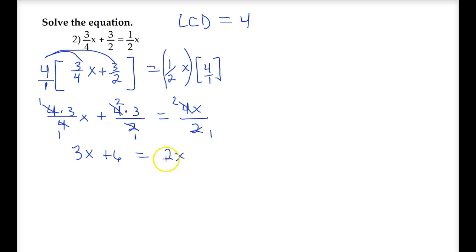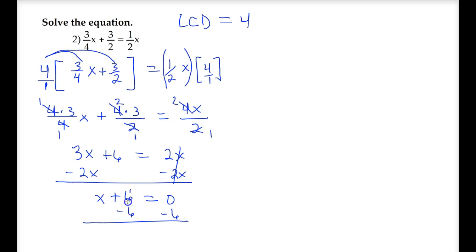we need to get everything with x on one side, everything else on the other. So we're going to subtract 2x from both sides, and that will cancel to 0. 3x minus 2x is just 1x, which is just x, plus 6. And then we can subtract 6 from both sides. That cancels to 0. x plus 0 is just x. And then we have 0 minus 6, which is a negative 6 on the right side. And so from there, we see that that would be the answer.